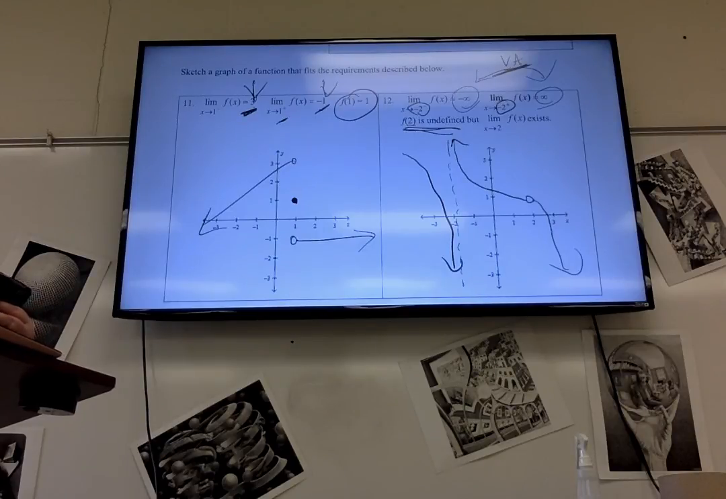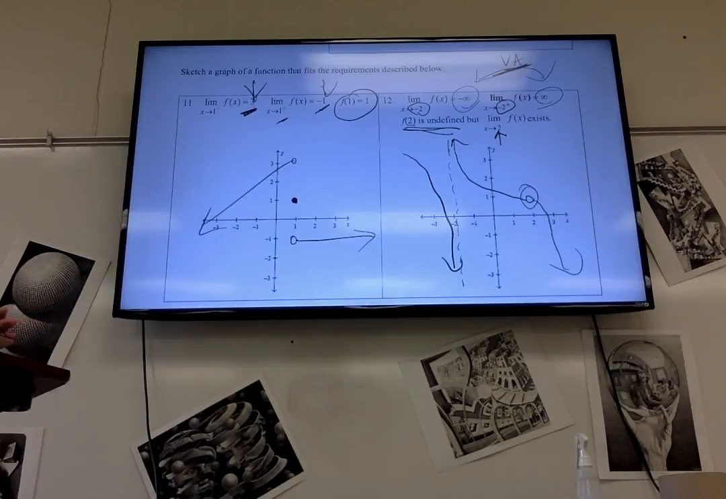But it says the limit as x approaches positive 2 exists. Now, I put an open circle there. It doesn't have to be an open circle. It could be a closed circle. But I need from the left of this dotted asymptote, I needed to point down. And to the right of it, I needed to point up. And then at 2, it's got to be approaching the same thing from both sides, whether it's an open circle or a closed circle. Excellent question. Anything else?